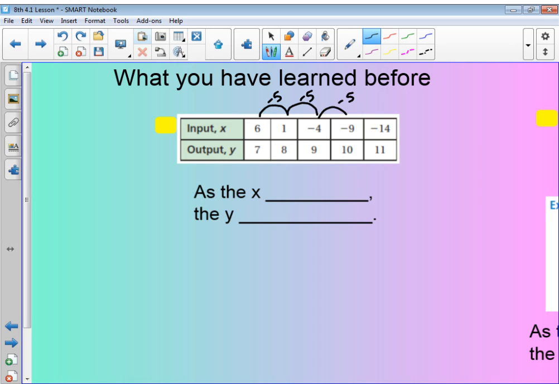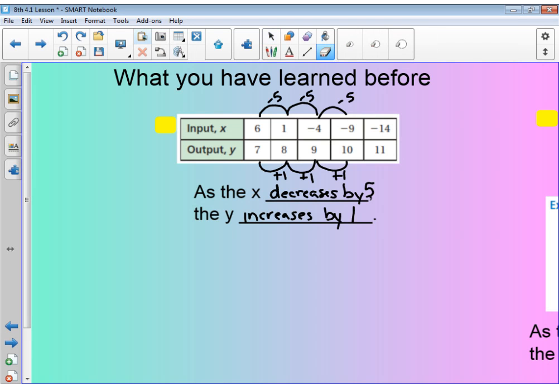So as the X decreases by 5, the Y then does what? What's happening to the Y's? Well, we go from 7 to 8, so that's adding 1. 8 to 9 is adding 1. So we can see that it's adding 1 every time. So the Y increases by 1. Once again, we're just comparing input to input and output to output.